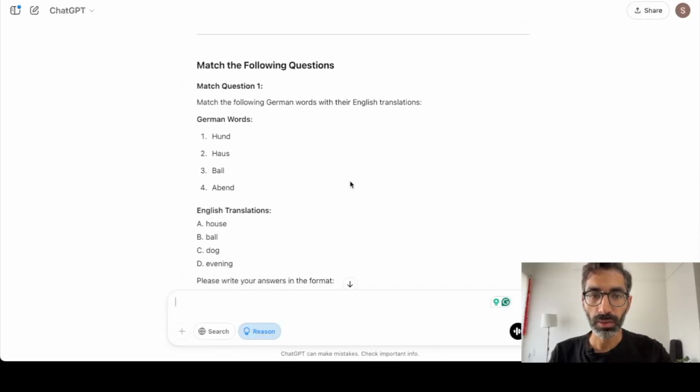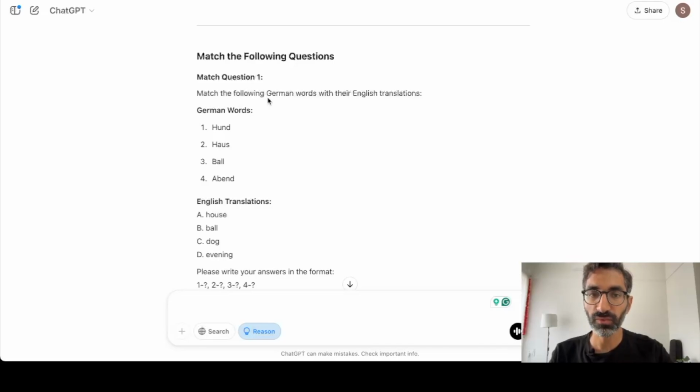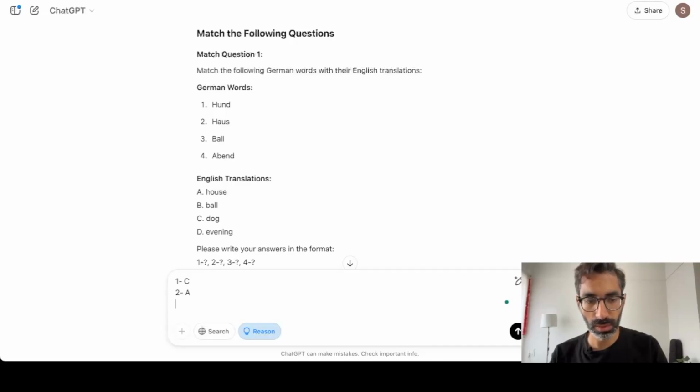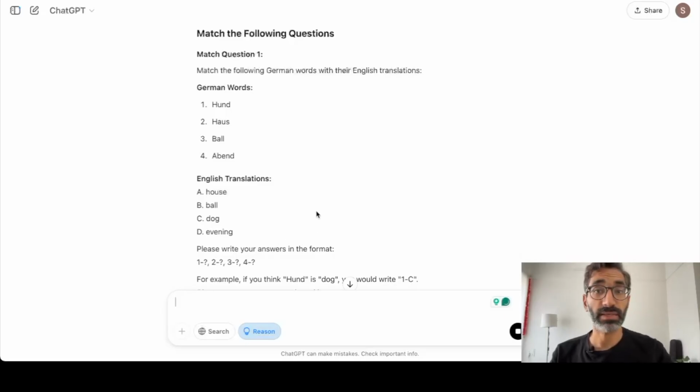Okay, now there is a match the following question. Match the following words with their English translations. Again, in case you're still struggling with vocabulary and you want to get better at it, this is a very good way because you can just start to make these associations. So what is Hund? Hund is a dog, I think. House is house. They sound very similar. Ball is ball. Again, easy one. Abend is evening. Let's see if this is correct.